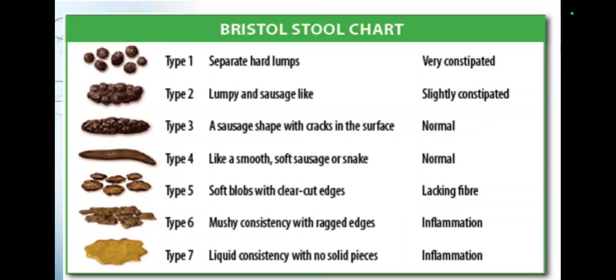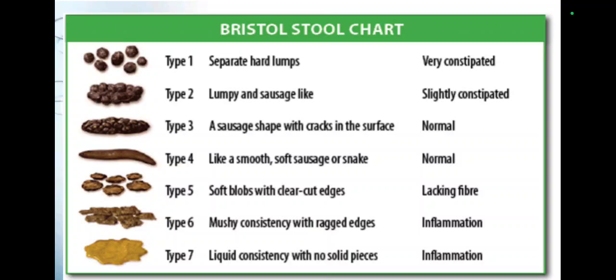Earlier I mentioned the stool characteristics. So we have here the Bristol stool chart. You can ask the patient to describe their stool and compare it using this chart. You can see here, the normal are type 3 and type 4. Types 5, 6, and 7 are usually due to lack of fiber or any inflammation around the GI tract. And types 1 and 2 mean that the patient is experiencing constipation.